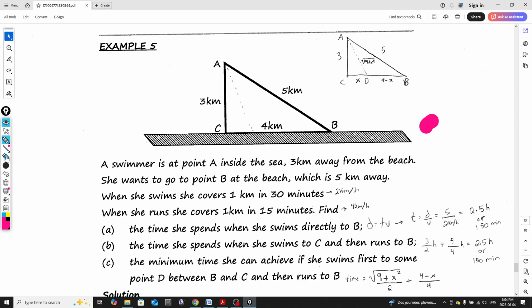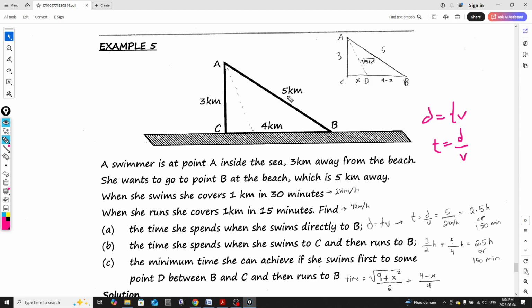Well, I know that d equals tv, right? Distance equals time times speed, or displacement equals time times velocity. Doesn't matter in this case, but here what we're trying to do is find the time. That means I'm going to isolate for t. So t is actually distance divided by speed.